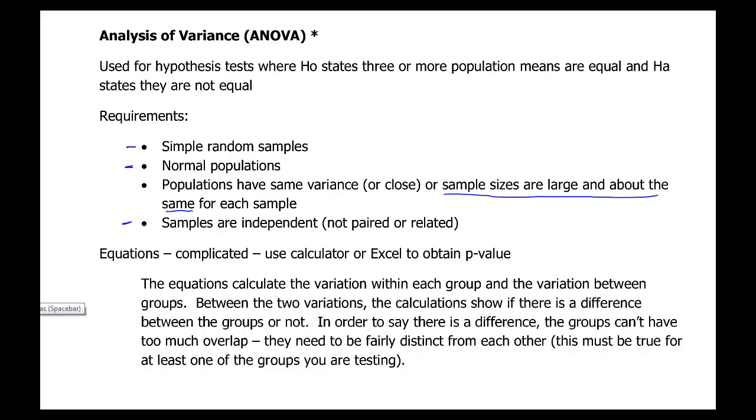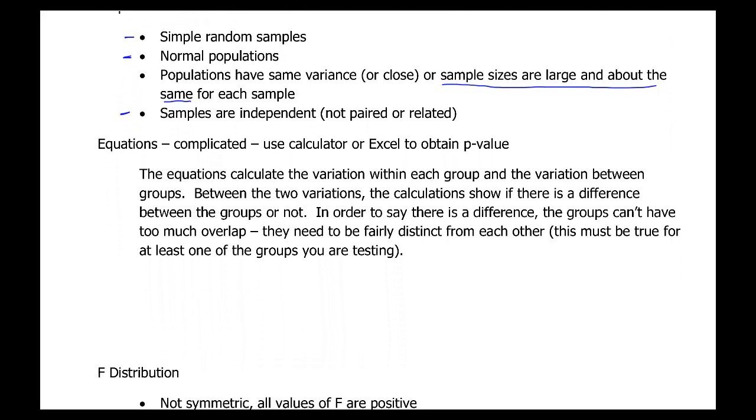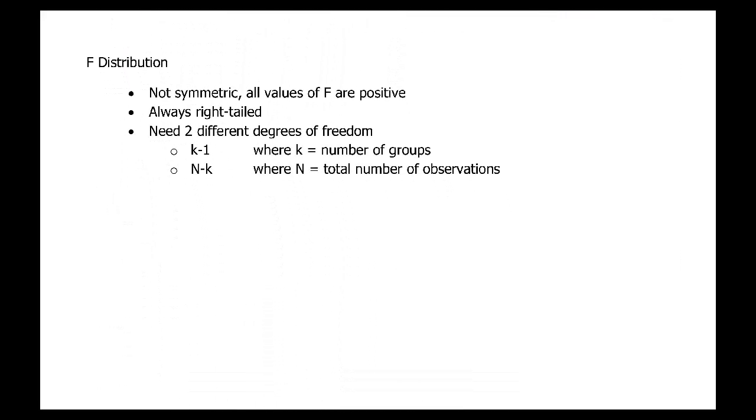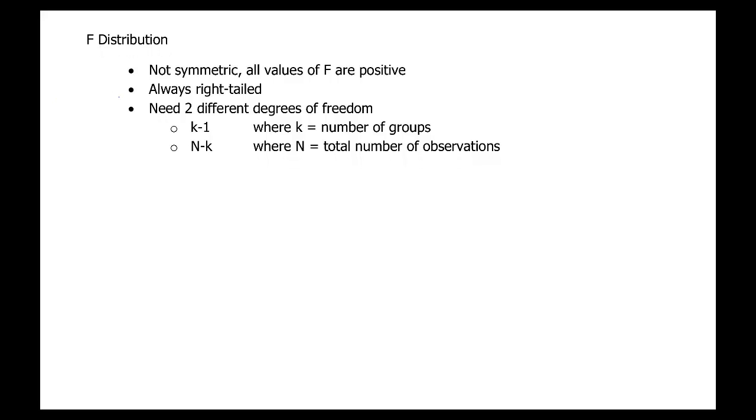So let's take a look at the distribution for the test statistic. Our test statistic is F. So we've used z, we've used t, we've used chi-squared. Now this one is another new one called F. It's not symmetric, so where z and t were normal bell-shaped curves, the F statistic distribution looks something more like this. And it's always right-tailed, so whatever your value of F is, the p-value is always the area to the right of that.